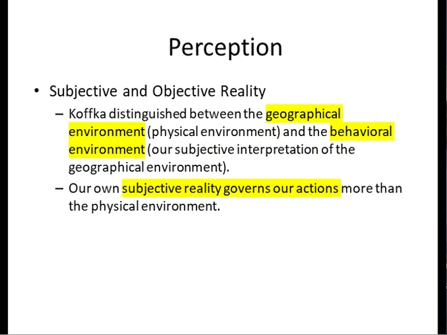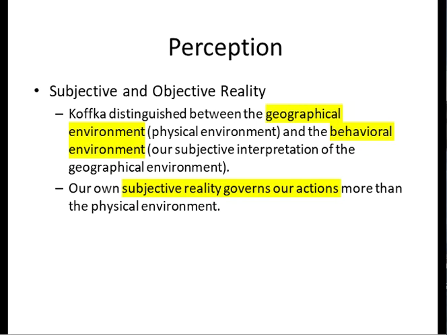Then we look at subjective and objective reality. Kafka distinguished between the geographical environment and the behavioral environment. The geographical environment is the physical environment. The behavioral environment is our subjective interpretation of the geographical environment. Our own subjective reality governs our actions more than the physical environment.